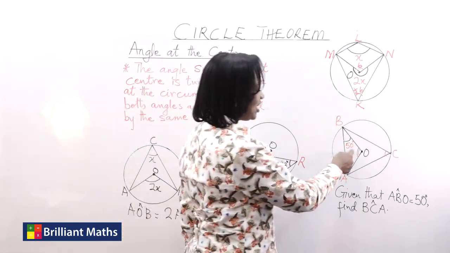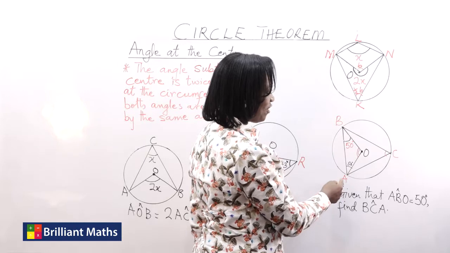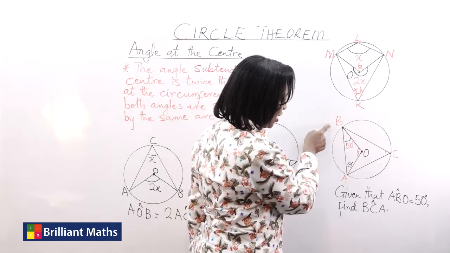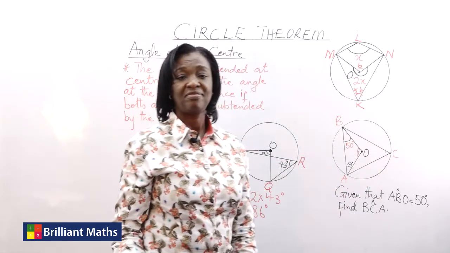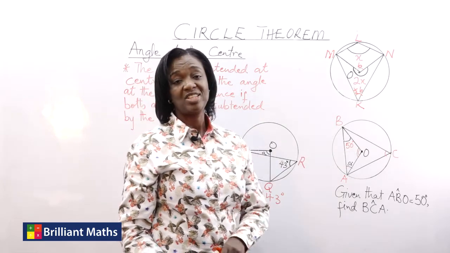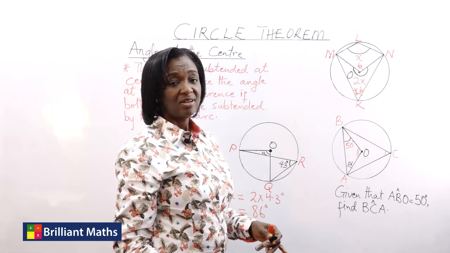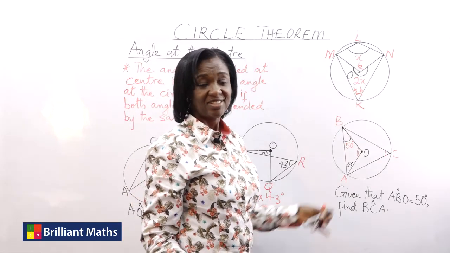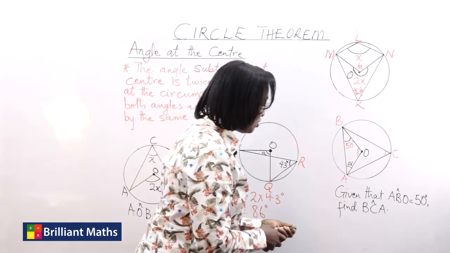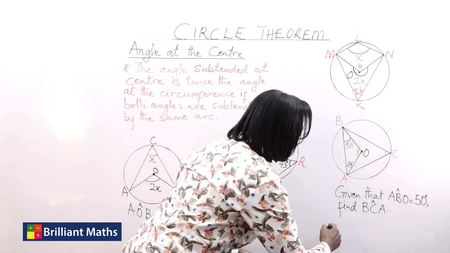So if that angle is 80, what is the value of angle BCA? The angle at the center is twice that at the circumference, because they are subtended by the same arc. So BCA is half of 80. See how easy it is. So we can complete that.